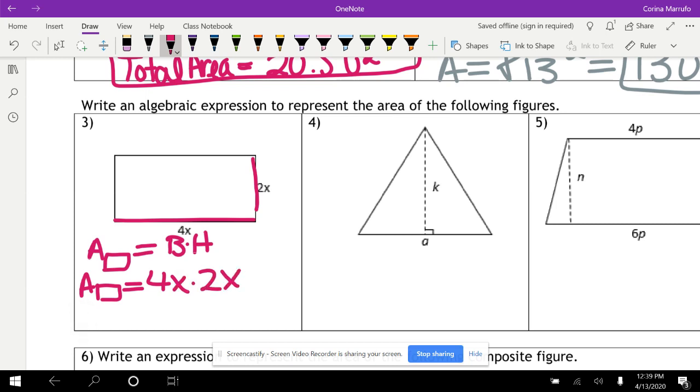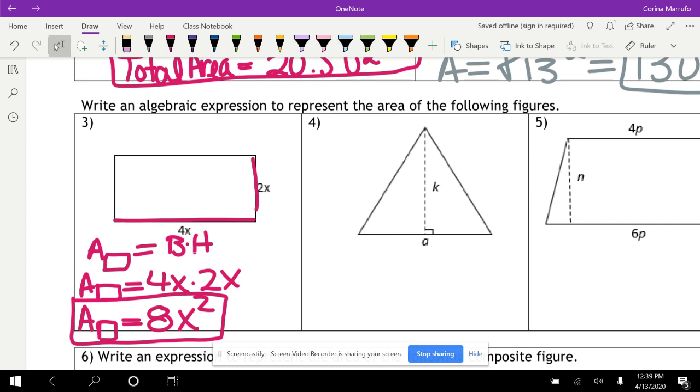And we know 4 times 2 gives us 8. And x times x gives you x squared. And that would be your expression. That's it. All right, let's look at the next one.